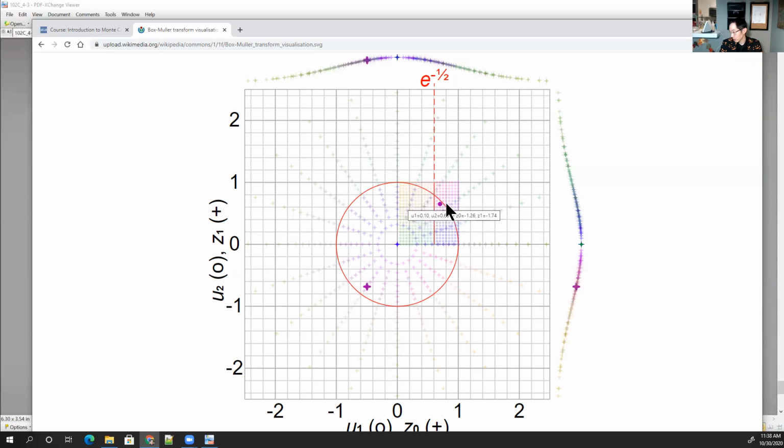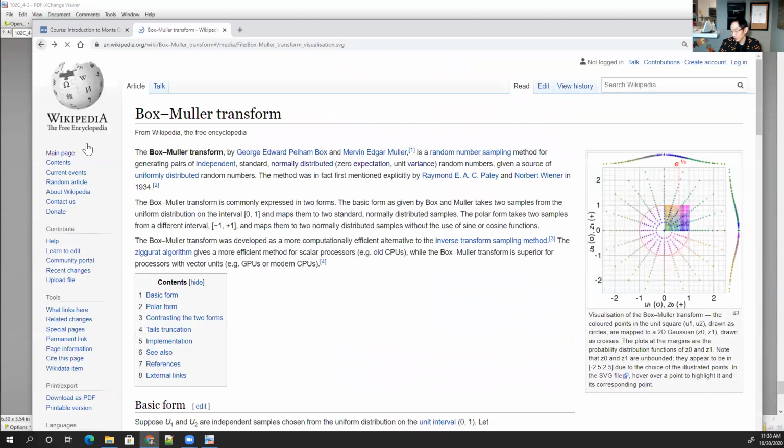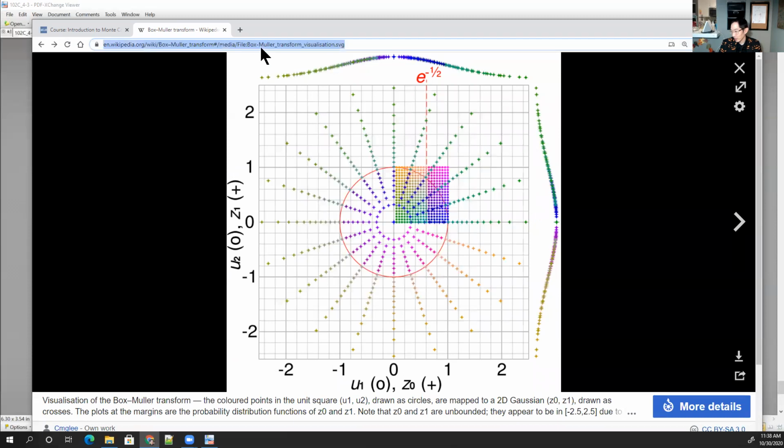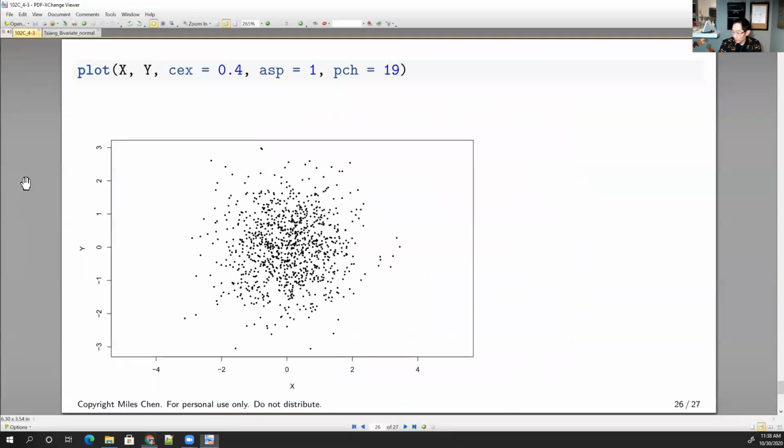And so we get something that looks like two random normal variables. We basically mapped every coordinate in this 2D space from 0, 1 by 0, 1 into all of these random normal values. All right, and so this is a cool visualization, and I think I'll update the slides by including that link there.